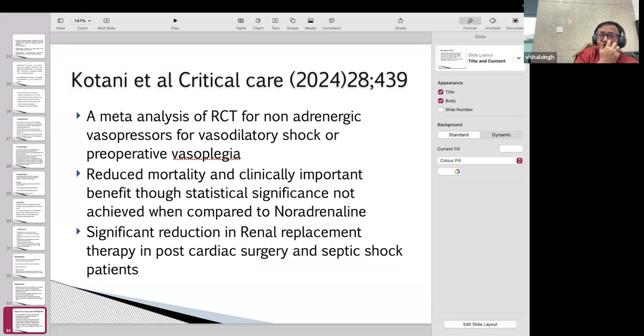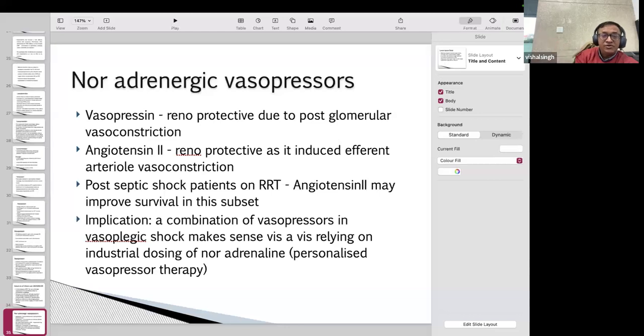And it was found that there's a reduced mortality, though statistical significance was not achieved when compared to noradrenaline, and a significant reduction in renal replacement therapy in post-cardiac surgery septic shock patients, primarily because both vasopressin and angiotensin II are renoprotective, as they lead to efferent arteriolar constriction, not the afferent ones. Okay, so because of that, your GFR is better. In post-septic shock patients on renal replacement therapy, angiotensin II sometimes may improve survival. So keep it at the back of your head.